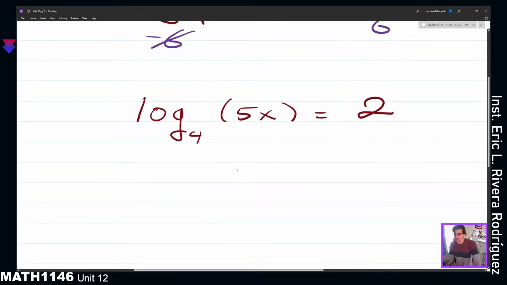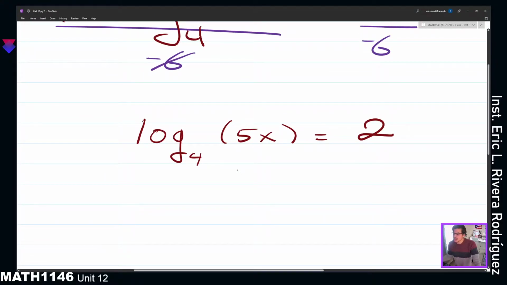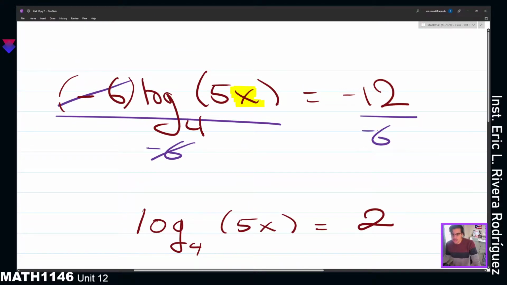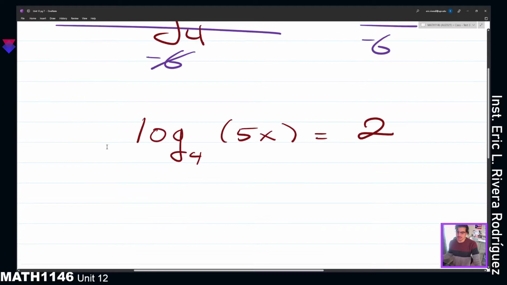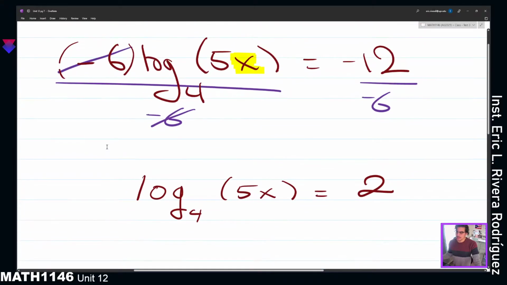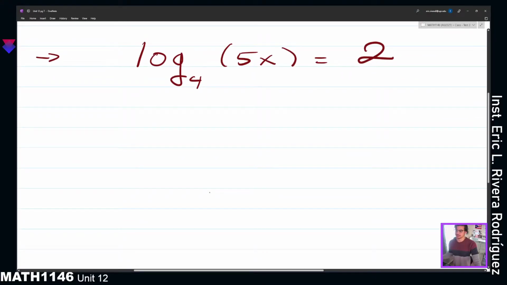Okay, and Tristan, I think you wanted to subtract the logarithmic function by 12. I'm not so sure what you wanted to put there. But this is how you want to isolate the logarithmic function on one side of the equation, by dividing both sides by 6. Okay, it's the easiest route.